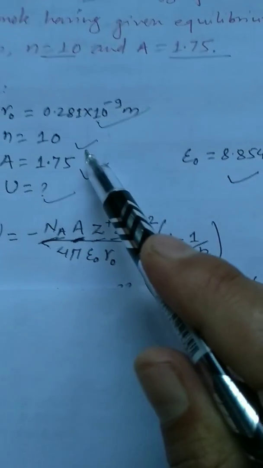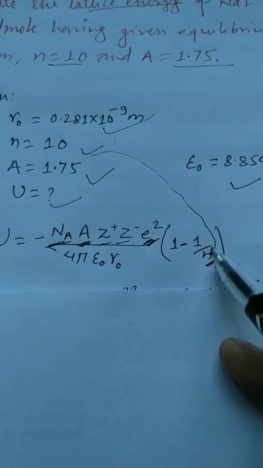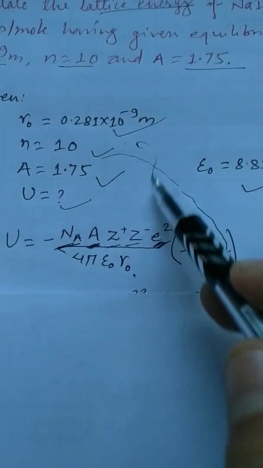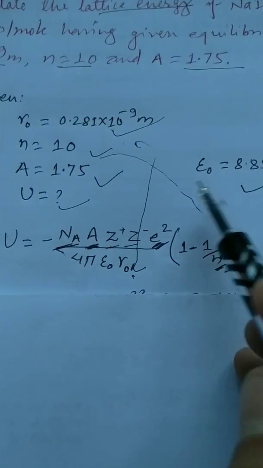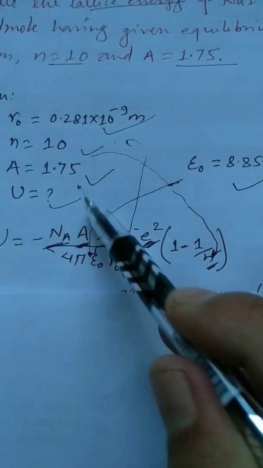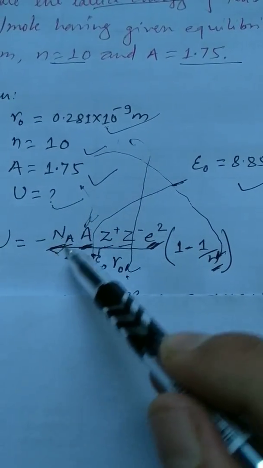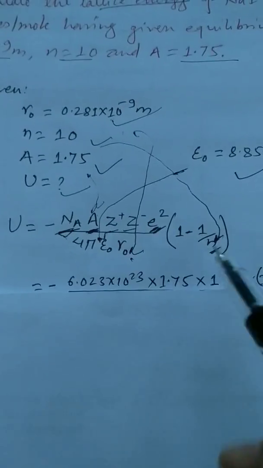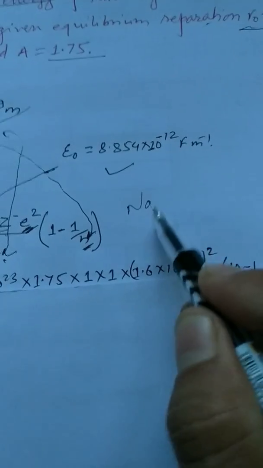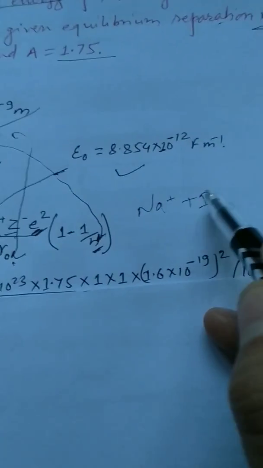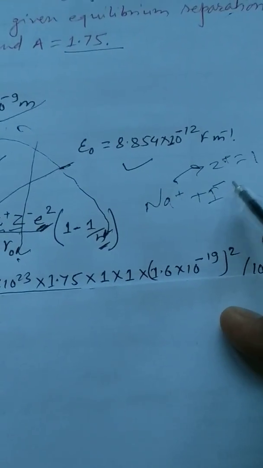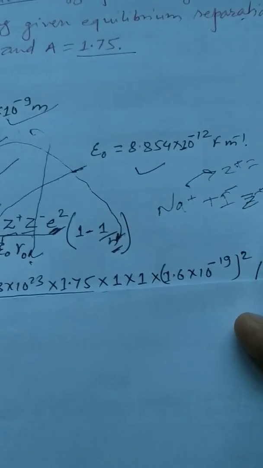Here we can see this is 10, we can substitute it here, and R naught is also given, this is R naught, and this R naught we can substitute here, and similarly epsilon naught we can substitute here, and A is given, we can substitute it here, and value of Na we know, Avogadro's number. Similarly, this Z1 and Z2 are 1 because there are Na plus and I minus. This means Z plus is equal to 1 and Z minus is equal to 1.